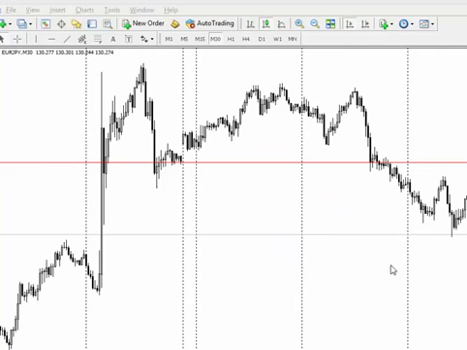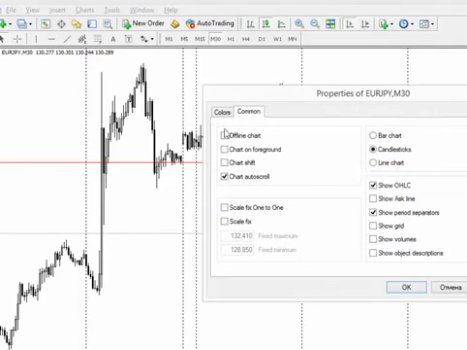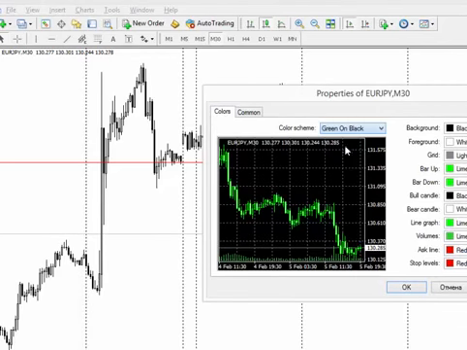Now I'll explain to you how to install the TPO chart indicator in your MT4 trading platform. You will find all necessary links below this video. You will be able to download the indicator and install it in your trading platform. Then you have to set a black background. For example, you can choose green or black.